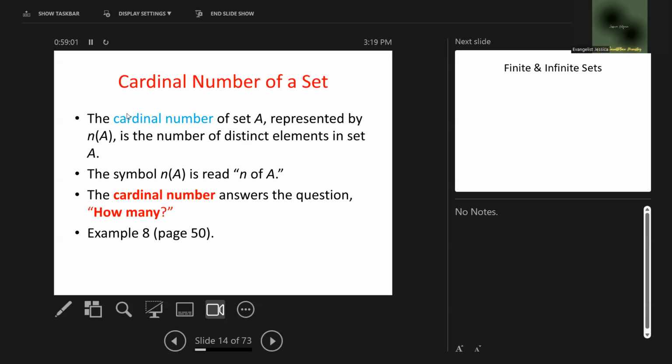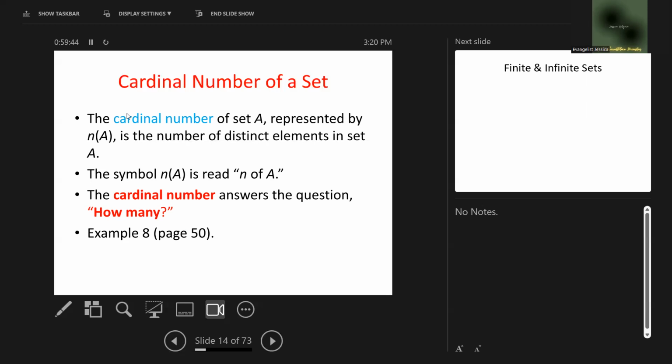Let's go to set B. Set B is a set that contains 0. What is its cardinal number? 1. Yeah, 0 is a number, so it's 1. Set D, you see that symbol that looks like a circle with a dash going across it. It means null, the empty set. Now, what's the cardinal number for that one? 0. Null means nothing. It's an empty set, and empty is nothing, right? Yeah. All right.